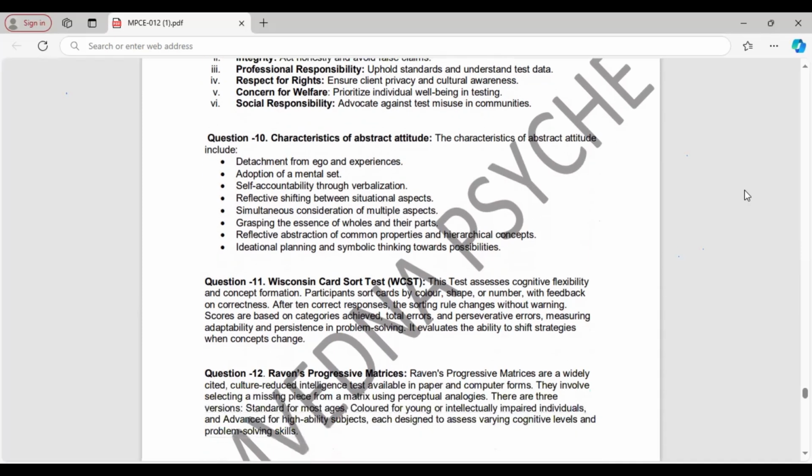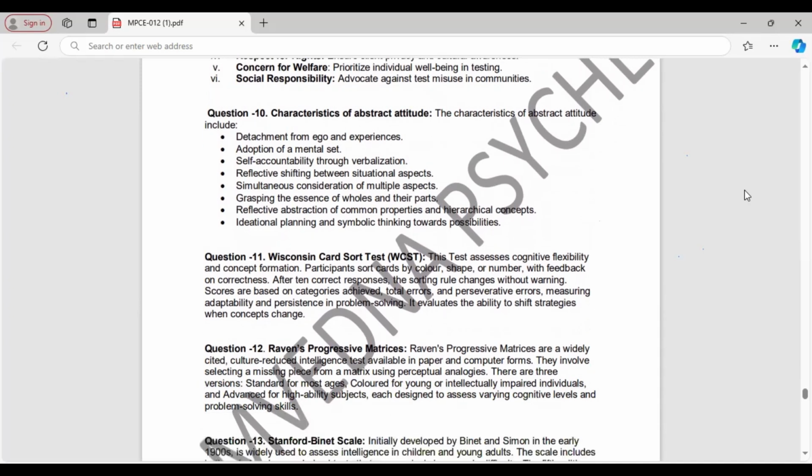Wisconsin Card Sort Test, WCST. It evaluates cognitive flexibility through sorting tasks based on changing rules. It measures the ability to adapt strategies by analyzing categories achieved, total errors, and perseverative errors.